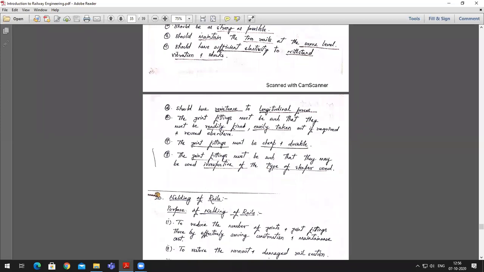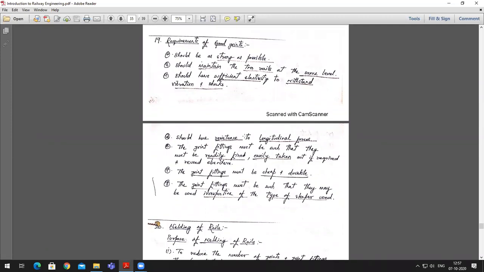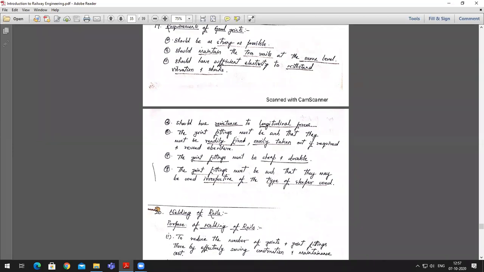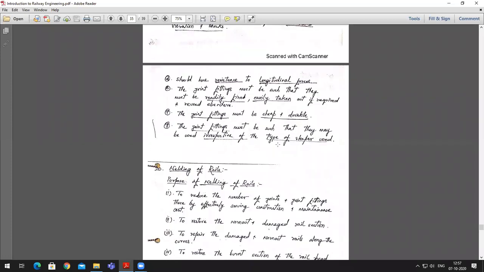And it should be work friendly. Okay, so it must be work friendly, meaning the workers should be able to handle it very easily. So the joints and fittings must not be too expensive. They must be cheap and durable, and the joints must be such that they may be used irrespective of the type of sleepers used. So you need to design the joints in such a way that they will be easy to handle, easy to construct, maintain, and even operate. Okay.